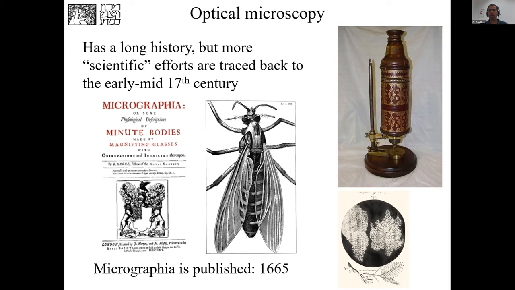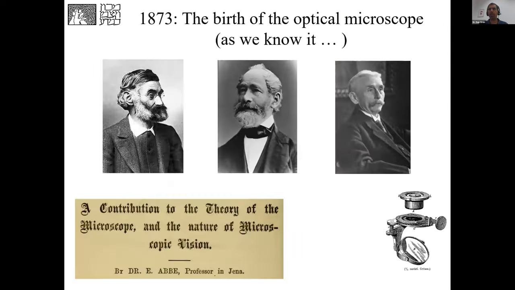So it's an old device, but in fact, people at the time did not know what is visible under a microscope and what is not visible under a microscope. That is, they did not know if the resolution of the instrument is limited because of some fundamental limitation or just because we are not adept enough in constructing this device. And to answer this, we had to wait a bit of time, about 200 years, until 1873, and that's sort of the birth of the optical microscope as we know it, the modern optical microscope.